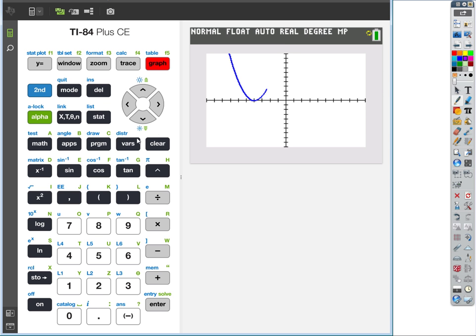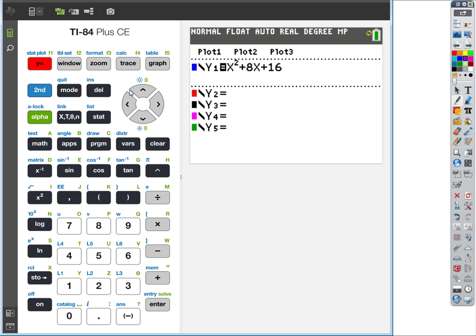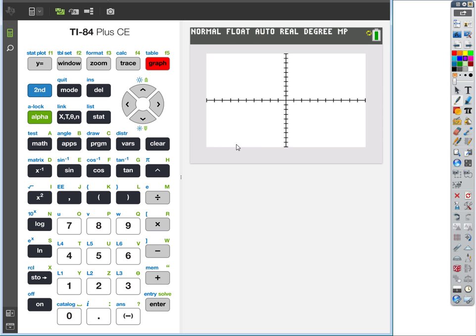What if I had picked something like this? What if I had picked something like 17? Okay, how many solutions does that have? 0. Okay. So we just saw graphically.